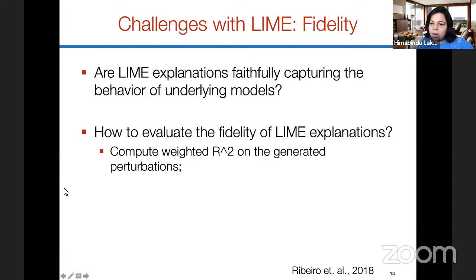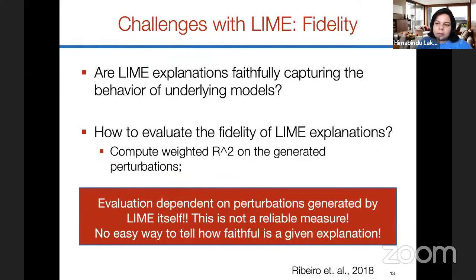For example, one approach that has been popularly used in a bunch of papers is to compute weighted R square on the generated perturbations. We talked about in the approach, you take a point and then you perturb it and generate a bunch of perturbations which form the local neighborhood. So take those perturbations and then compute a weighted R square, or something like a weighted accuracy on those perturbations, with the ground truth labels as the labels of the original model. While this approach might seem reasonable at first glance, the problem is this is making the evaluation dependent on the perturbations generated by LIME itself. What if those perturbations are not a good approximation of the local neighborhood? What if those perturbations are not reliable? Which means our metric is entirely dependent on what the algorithm is doing. So, this measure can be very iffy, and several works have argued that this is not reliable.